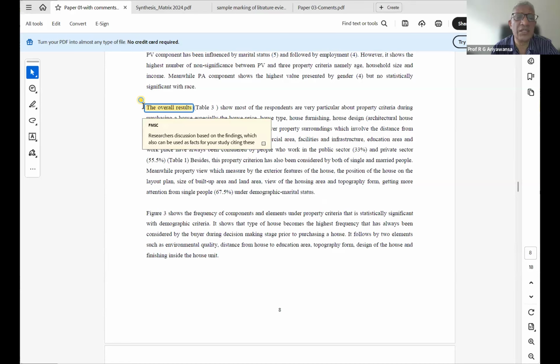Researchers discuss based on the findings, which also can be used as facts for your study. So the findings of these researchers, you can use as new knowledge, the available literature. These are the new knowledge provided by this particular group of researchers. So their contribution. They have improved the existing knowledge. So you can use this available knowledge for your research.